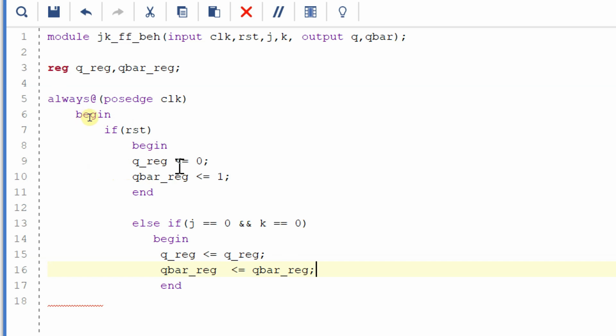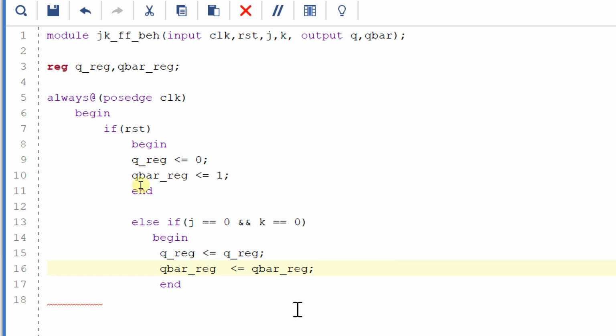See, here I am using non-blocking assignments, since I want the two outputs of the flip-flop to be driven simultaneously. If I use blocking statements, then after execution of the first statement, the second statement will be executed; the second statement is waiting for the first to execute. Whereas if I use non-blocking statements, they will run in parallel. So I want the outputs to be driven parallelly, and that is the reason why I am using non-blocking statements.